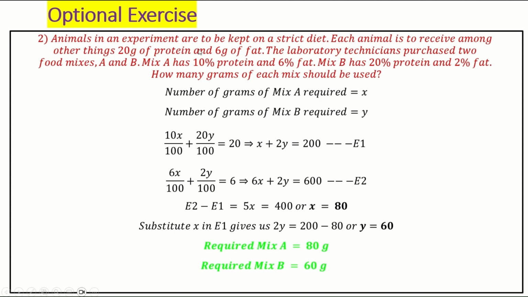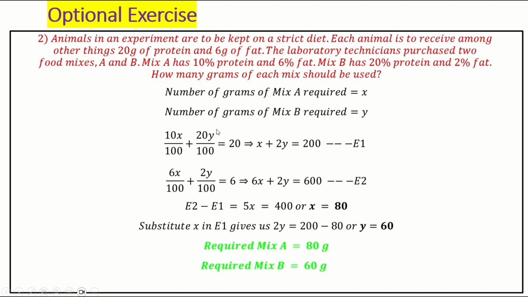Animals in an experiment are to be kept on a strict diet. Each animal is to receive, among other things, 20 grams of protein and 6 grams of fat. The laboratory technicians purchased two food mixtures, A and B. Mix A has 10% protein and 6% fat. Mix B has 20% protein and 2% fat. How many grams of each mix should be used?